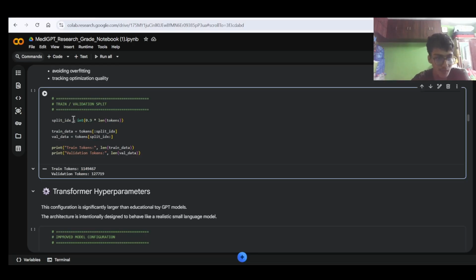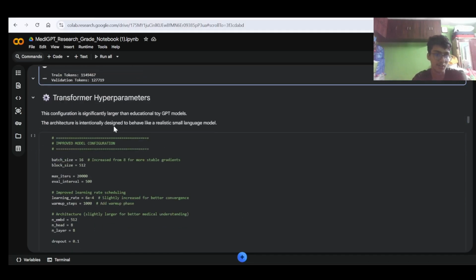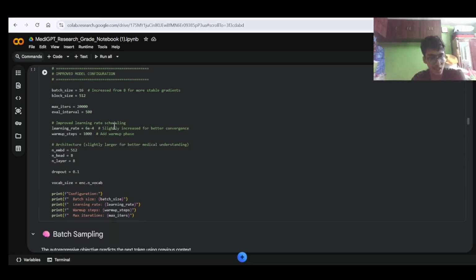So now train, test, validation. We are using 90% of the data for training and 10% for validation, because we are trying to prevent overfitting. That's why we are doing a training-validation split. And now this is the key part.